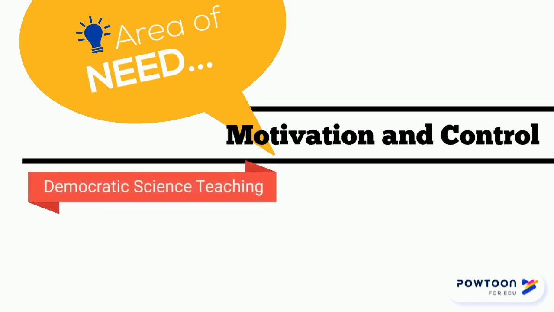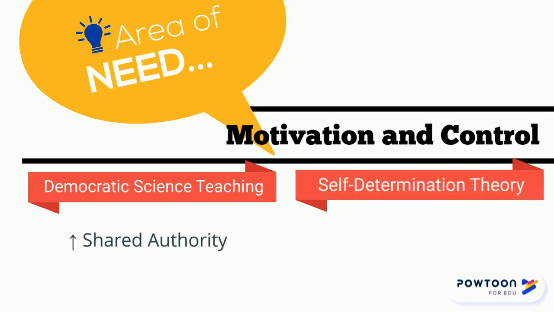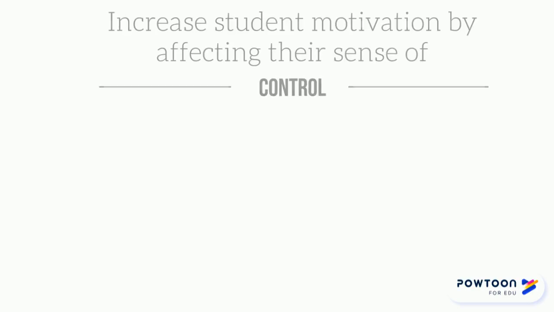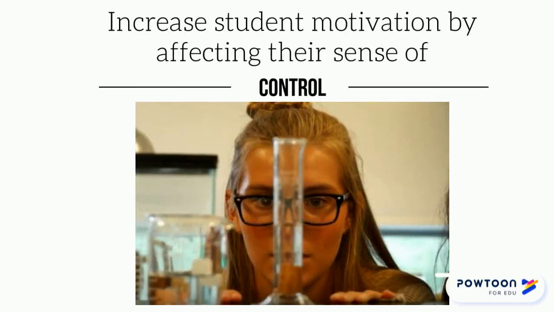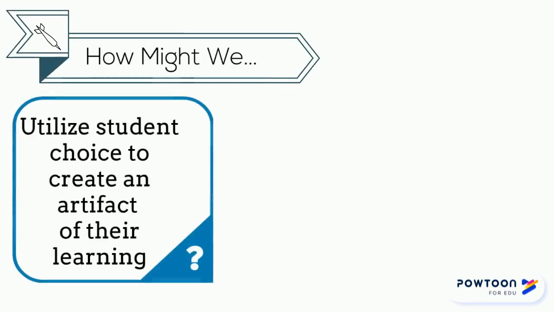Democratic science teaching pedagogy argues that shared authority will increase student learning outcomes and engagement. Additionally, the self-determination theory argues a similar point. When students perceive a greater sense of autonomy, they tend to have an increased motivation to learn. Both ideological frameworks argue that positive outcomes arise when students perceive a sense of control. Thus, I came to the question, how might we utilize student choice to create an artifact of their learning?